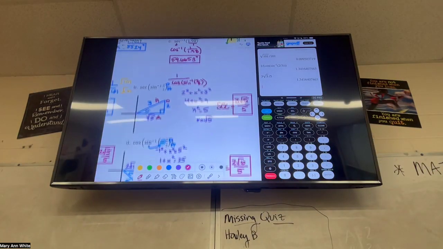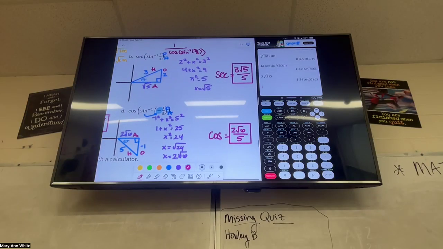While I'm here on letter B, let's jump down to letter D because that's an easy plug-in. We'll go cosine, second, sine, -1/5. And then I'll do 2 root 6 divided by 5. Yep, and that should give me the same number.